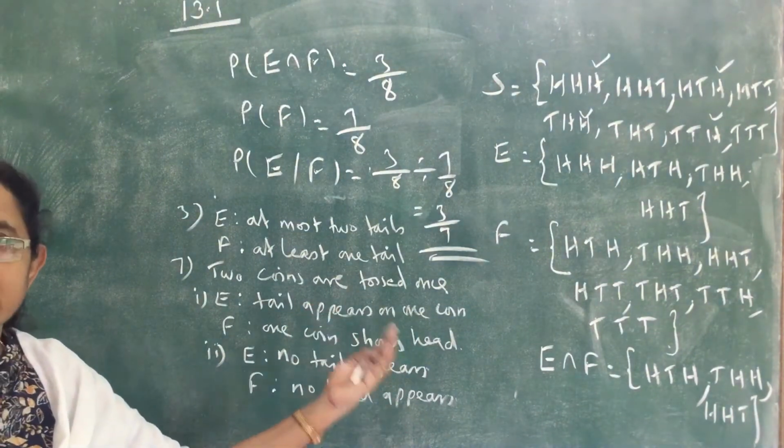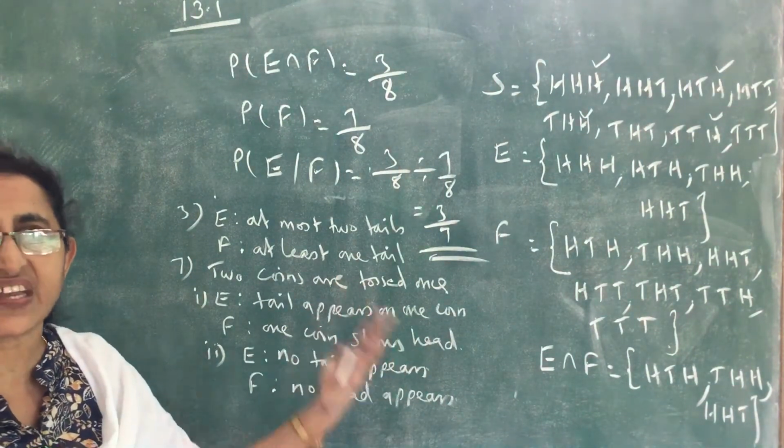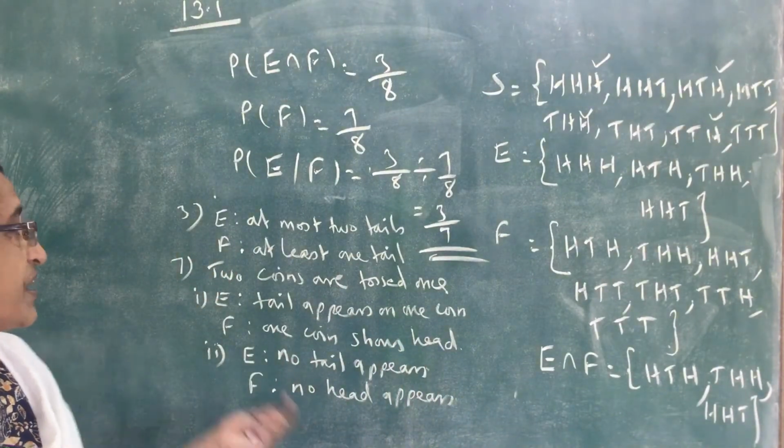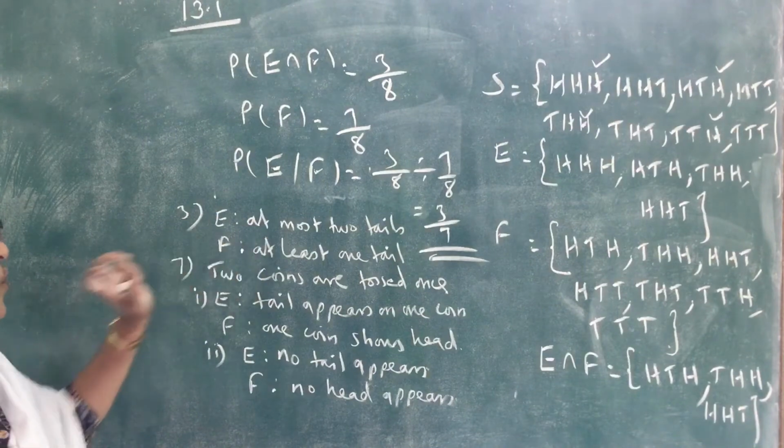Similarly find E intersection F. Then find the probability of E intersection F, then the probability of F, then the probability of E given F. Now see question number 7, the third one, that you do.